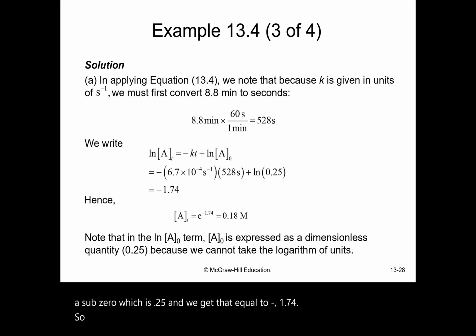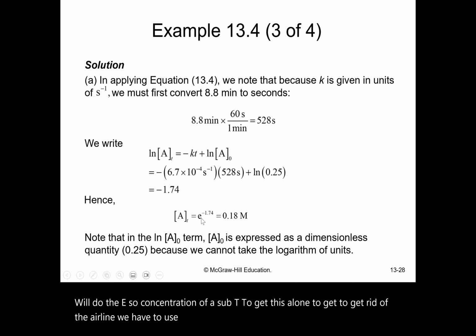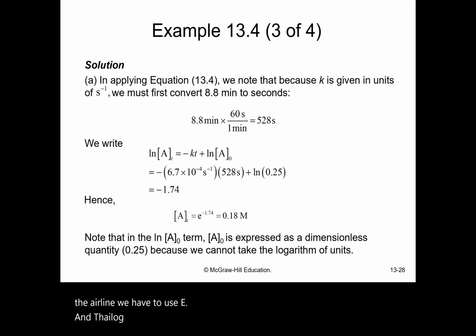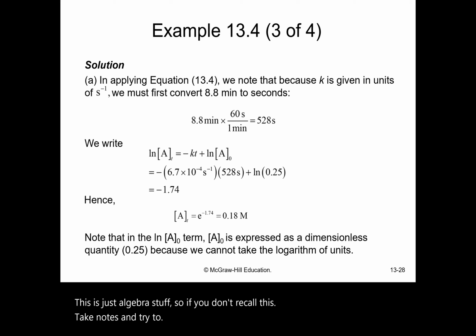Because we have ln, we'll do the e. So for the concentration of A sub t, to get this alone, to get rid of the ln, we have to use e, the anti-log. So e to the power of negative 1.74 will give us 0.18. This is just algebra stuff, so if you don't recall this, take notes and try to see if you can recall it.